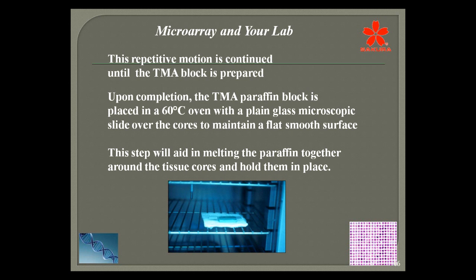This repetitive motion is continued until the TMA block is completely prepared. Upon completion, you'll actually take this block and place it in a 60-degree oven with a plain glass slide over the cores. If you take a look, this image is a little dark, but you can see that a slide has been placed over the cores to keep them flat and to provide a flat surface as this block begins to melt together. Now, this is a very critical point.